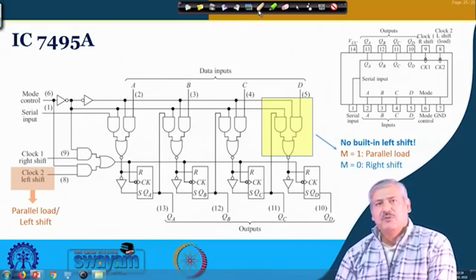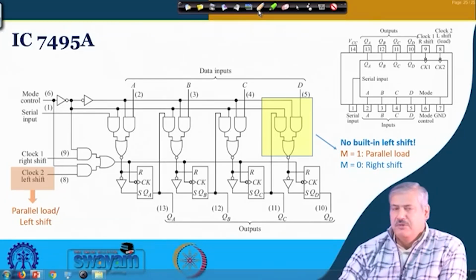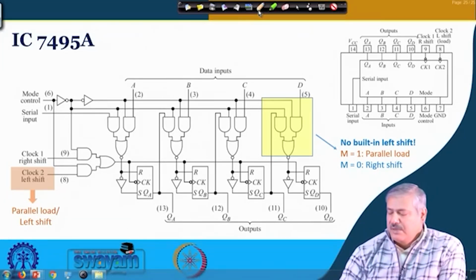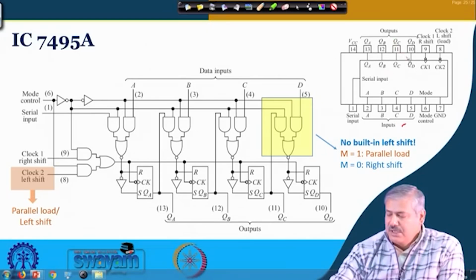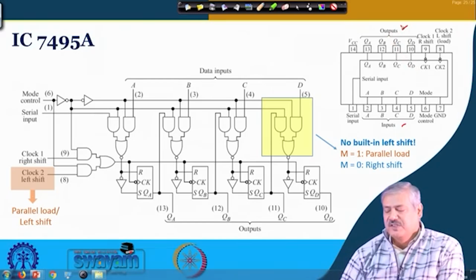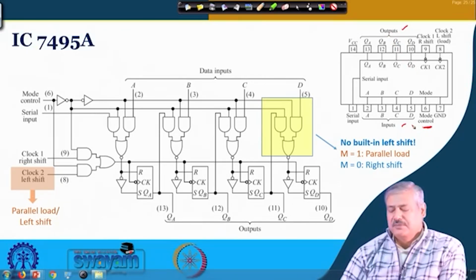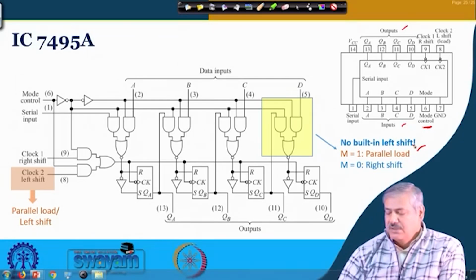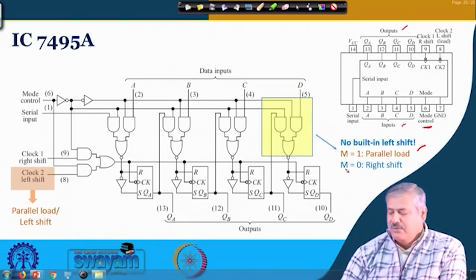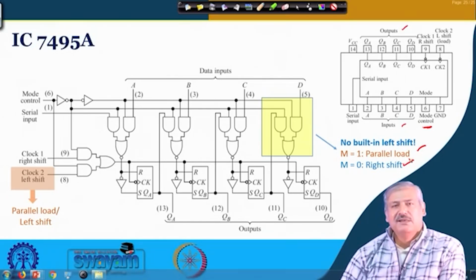Okay. So, 4 bit information can be stored. ABCD is the parallel in, and QA, QB, QC, QD are the parallel outputs that you can see. Okay. And here you have got one control input, mode control. Okay. So, when mode is equal to 1, it is a parallel load, and when mode is equal to 0, it is right shift.